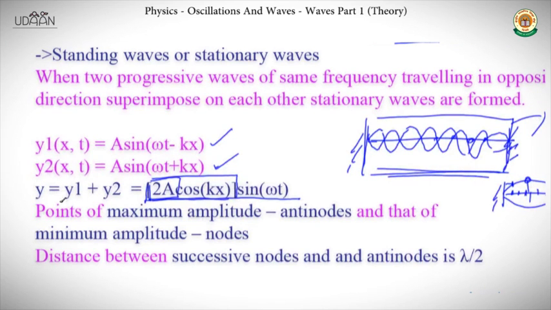We also have points of maximum amplitude, which we call antinodes, and points of minimum amplitude, which are called nodes. Going from the formula, we can find the distance between successive nodes and antinodes, and that comes out to be lambda by 2. It is a very trivial exercise, and we leave it to you.